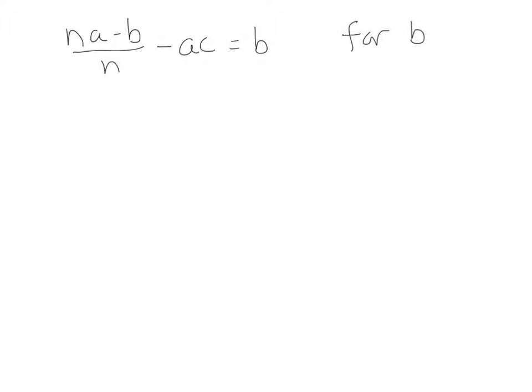Here's a relatively complicated formula that I'd like to solve for b, and once again we need to do a step that's going to clean things up and simplify each side. I'm going to multiply both sides by n. Now, the result of doing that, you have to make sure to distribute n to each term.